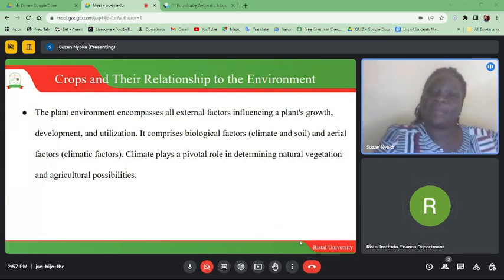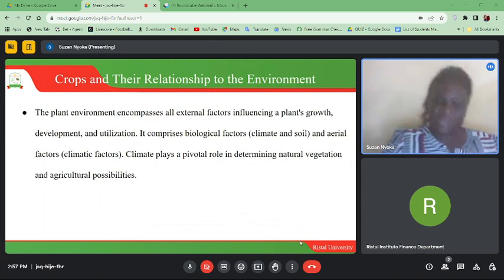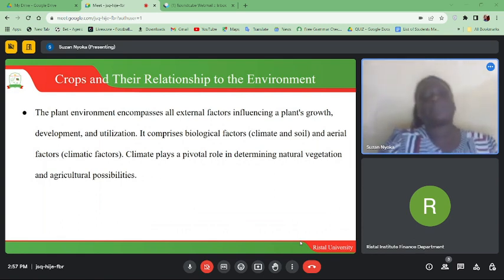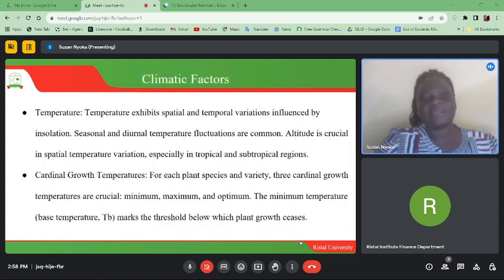The plant environment encompasses all external factors, including a plant's growth, development, and utilization. It comprises biological factors, that is climate and soil, and aerial factors, which are the climatic factors. Climate plays a pivotal role in determining natural vegetation and agricultural possibilities. Climatic factors.